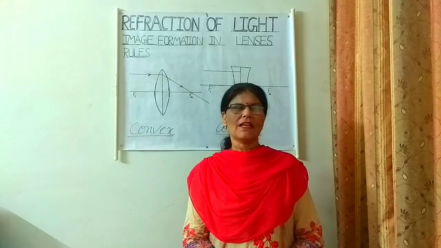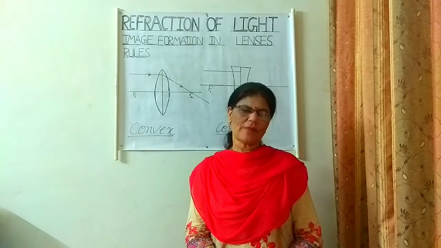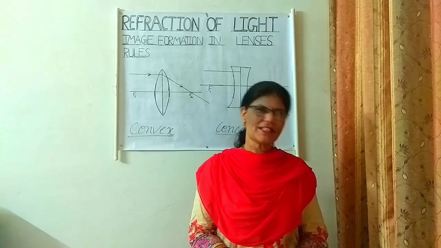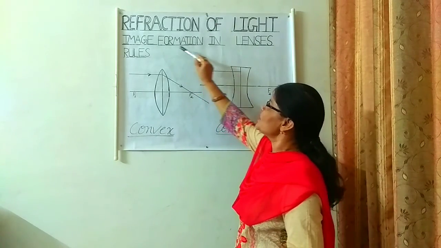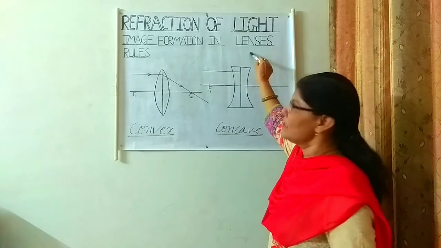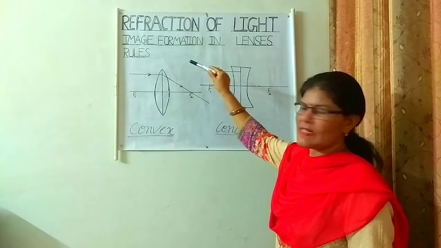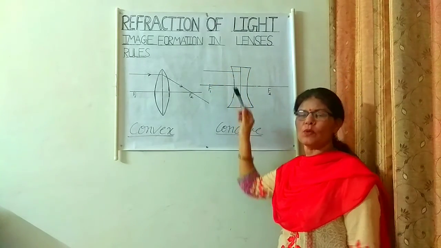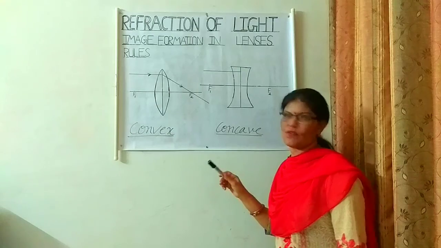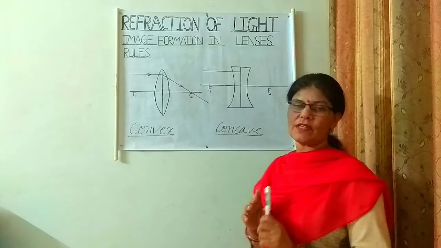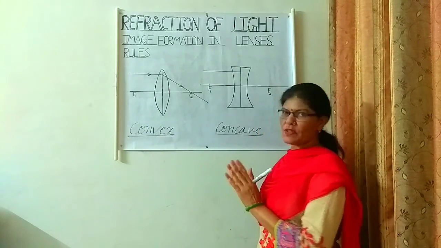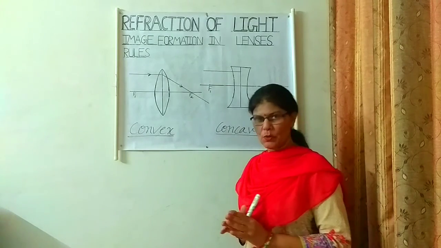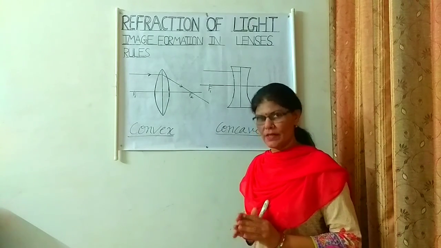Refractive index, and we have also started two types of lenses, concave lens and convex lens. Our today's topic is image formation in lenses. For image formation in lenses, we will first discuss the rules which are to be followed. We have done 4 rules in the case of mirrors. Here in the case of lenses, we have 3 rules. So let us discuss these 3 rules.